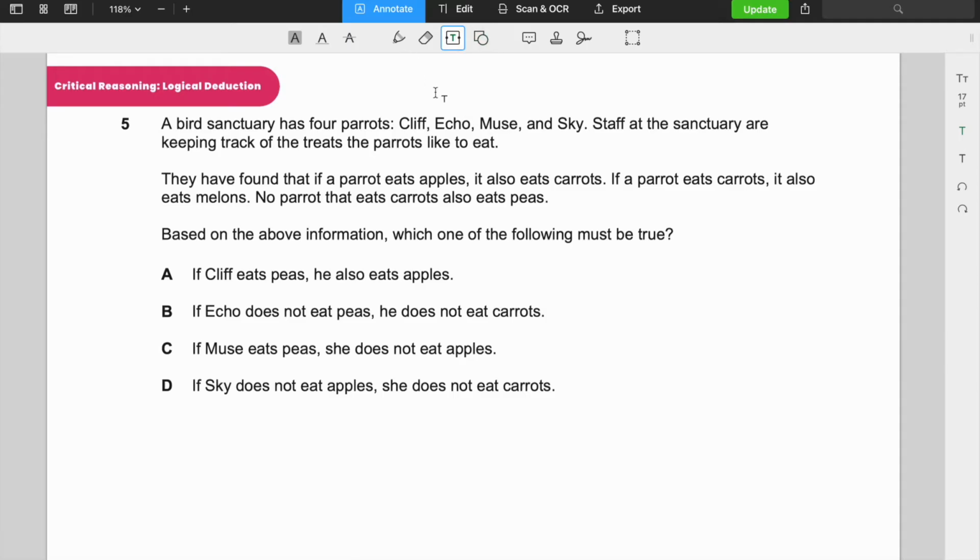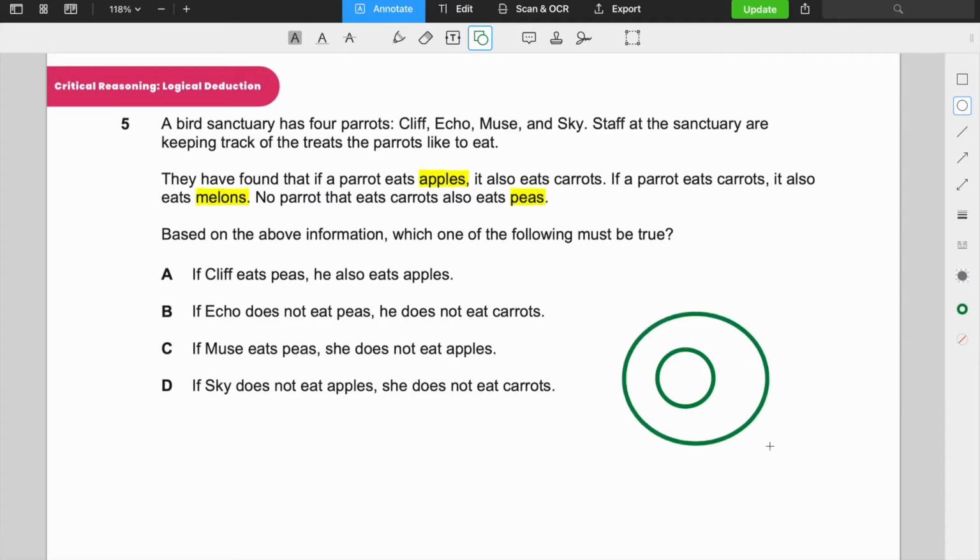Okay, so we have several circles that we have to consider in the Venn diagram. Parrots that eat apples, and then those that eat carrots. Apples, carrots, melons, and peas. So let's set up the diagram. So first rule, if a parrot eats apples, then it also eats carrots. So apples goes here, carrots goes here. If a parrot eats carrots, it also eats melons.